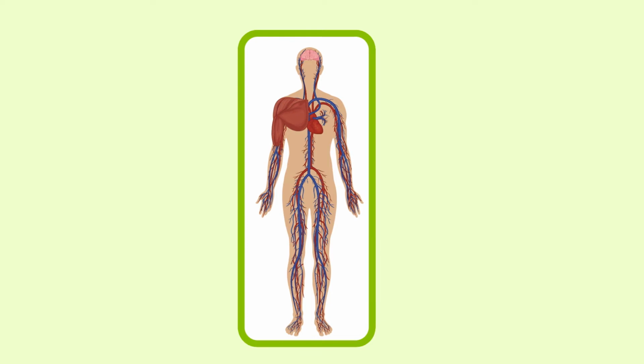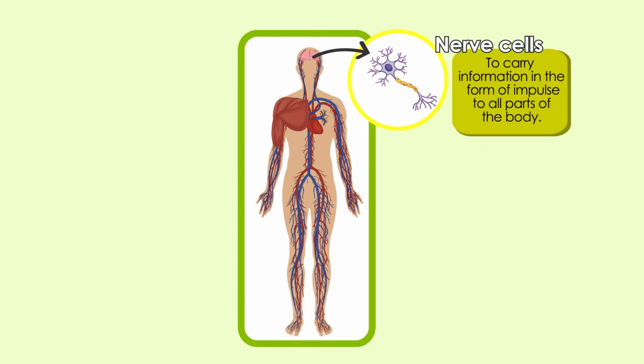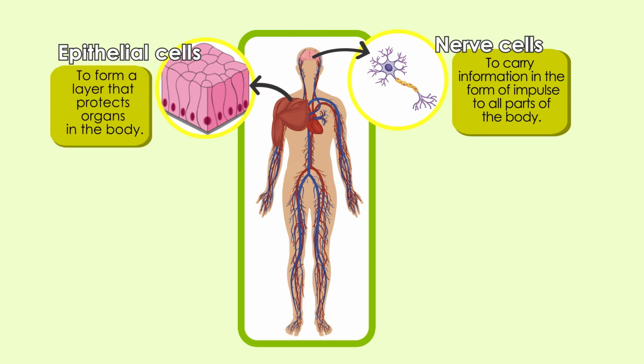The first type of cell is the nerve cells. The function of nerve cells is to carry information in the form of impulses to all parts of the body. The second type of cell is the epithelial cells. Its function is to form a layer that protects organs in the body.